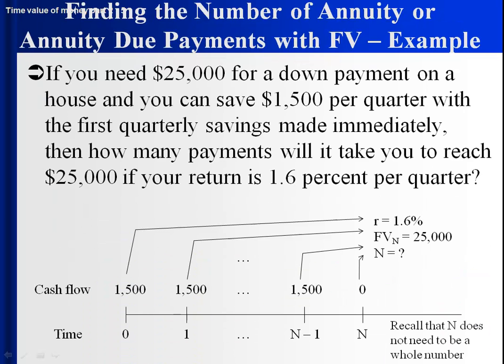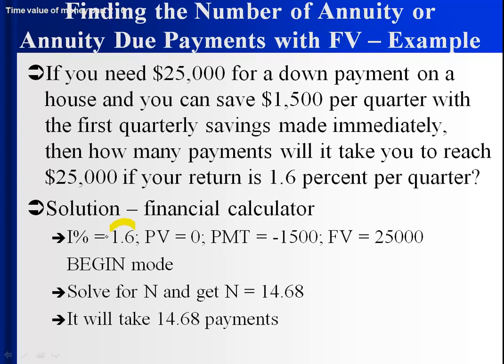So let's take a look at a few examples. We want $25,000 for a down payment. $1,500 per quarter is how much we can save. The first quarterly savings is made immediately. So we make our first today, and in 3 months we make our second. We're going to keep going until we make our last, and then at time n we'll have $25,000. So we put in 1,500. It compounds. Are we there? No. Put in another 1,500. Now both of them will compound. Are we there? I don't think so, but we'll have to figure out how many of these 1,500s we need to put in.